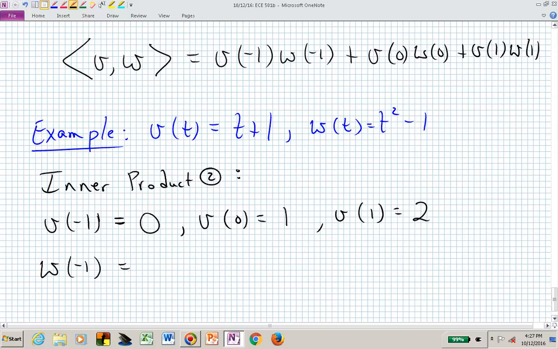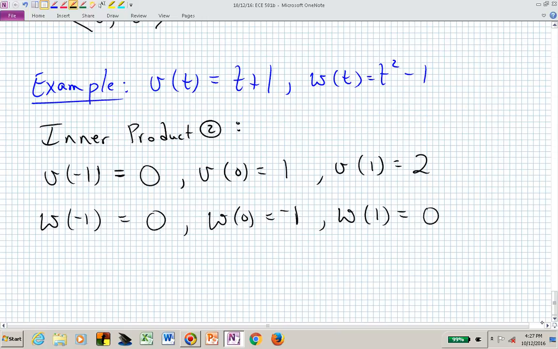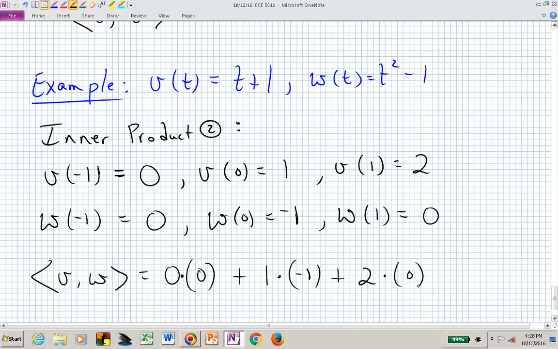And now let's do the same evaluations at the same points for our polynomial w. Now, what's w evaluate to when it is evaluated at minus 1 for t? That one's 0. w of 0, that's minus 1. And w of 1, 0. And now we have those 6 values, we can form the inner product, which is inner product number 2. We can say v comma w. We now take v of minus 1, which is 0, times w of minus 1, which is 0, plus v of 0 times w of 0, plus v of 1 times w of 1, which is 0.